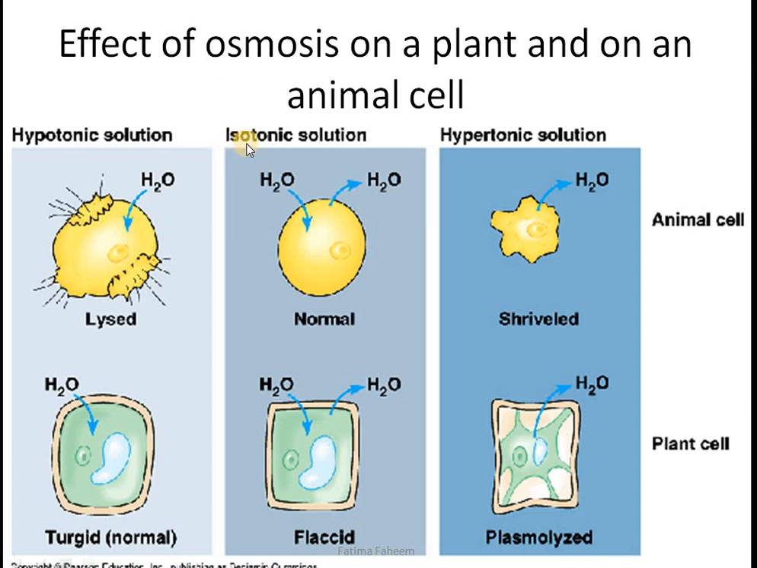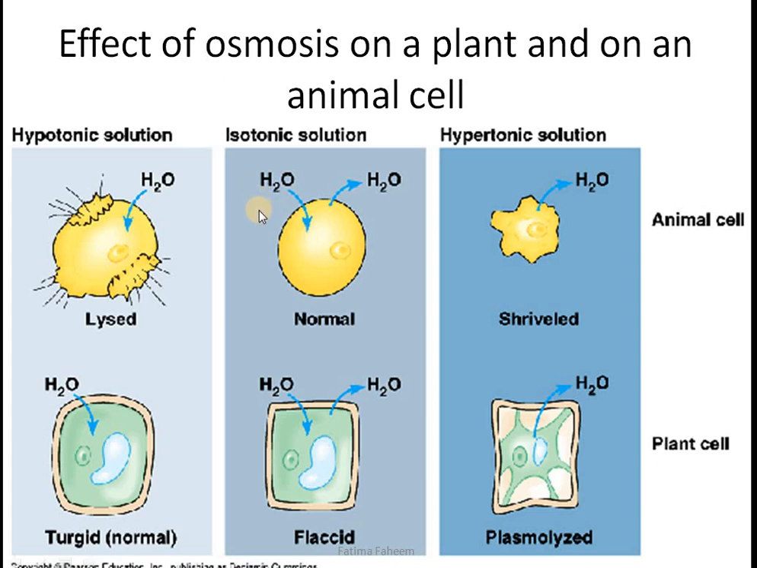Iso means same, tonic means the concentration of solute. So isotonic solution means the concentration of solute is similar at both sides, or you can say the water potential is the same inside the cell as outside. It does not mean that water won't come inside or leave; it will, but in a way that the shape of the cell will be maintained because the water levels are similar on both sides.